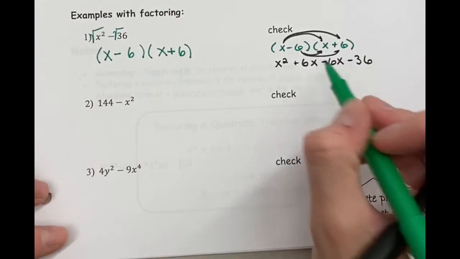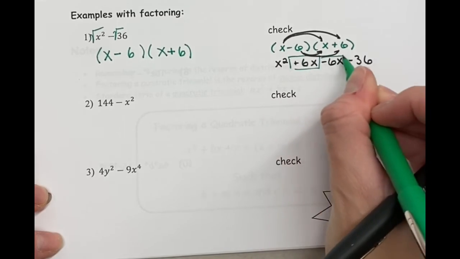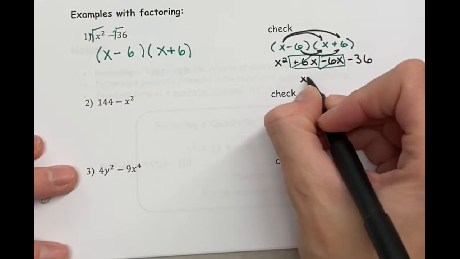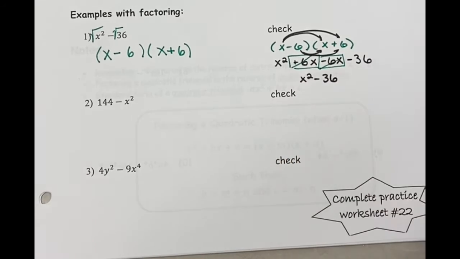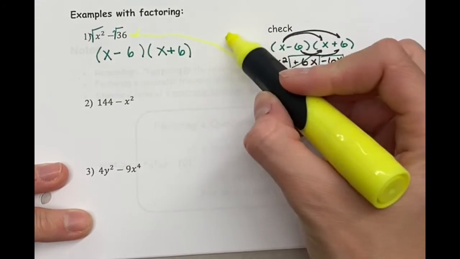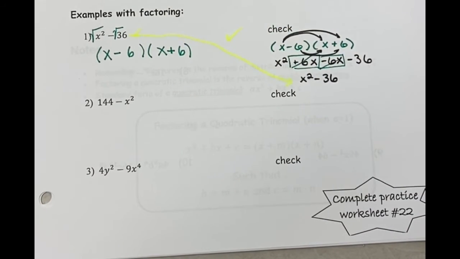Then I'm going to combine my like terms, 6x and negative 6x, which will become 0. And I'm left with just x squared minus 36. Now if I look here, my original question is the same as what I got in my check. So I know I did it correctly. Let's look at question number 2.